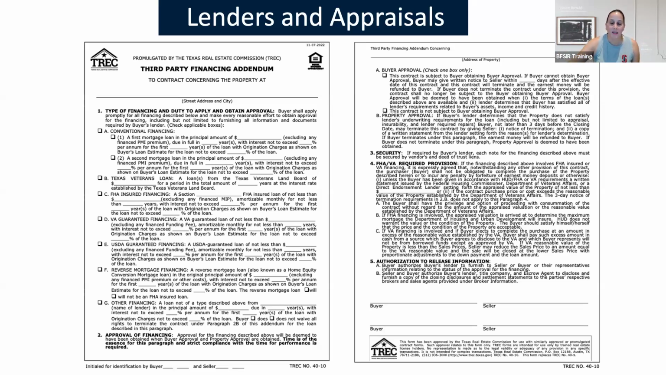Now separate from that contingency is a different contingency on the property being approved. And this one is the buyer has up to 3 days before closing to terminate for the property not getting approved, but they also have to have the lender put in writing why it didn't appraise, and here's a copy of the appraisal, it's not insurable, and here's why.